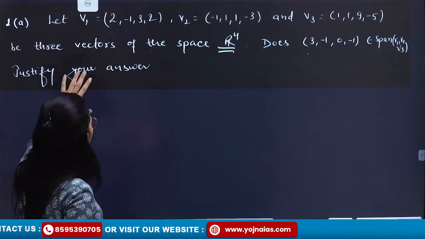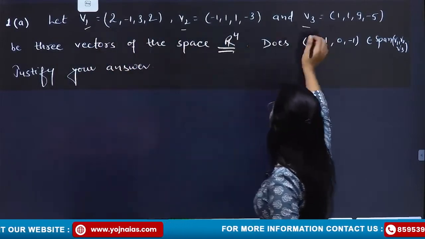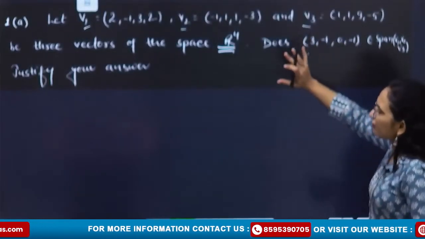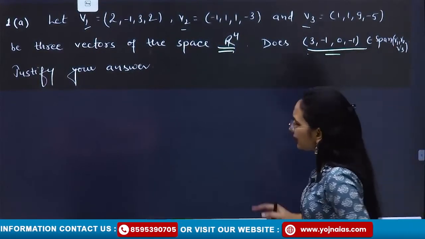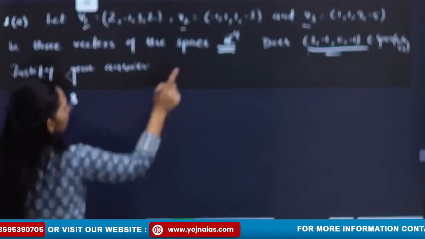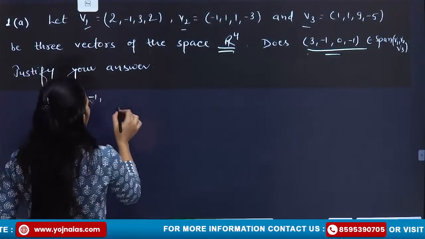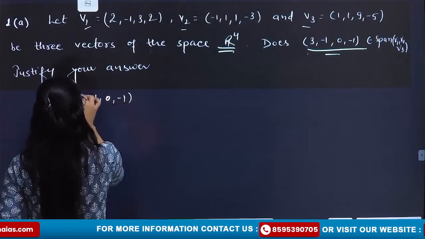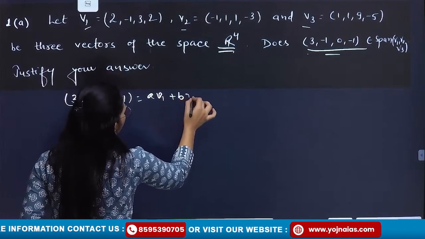So how would you do this paper? In this question, we have three vectors; do they span R4, and does this vector belong to the span of these vectors? If it belongs to the span, it must be written as a linear combination of the vectors. Let's assume that it belongs to the span, and it can be written as A times V1 plus B times V2 plus C times V3.